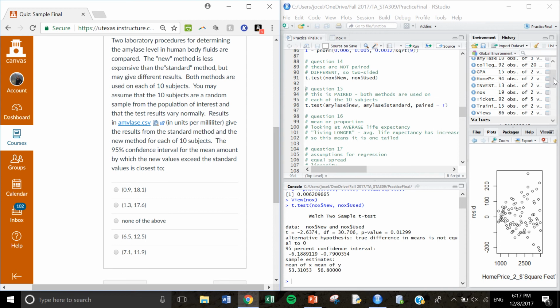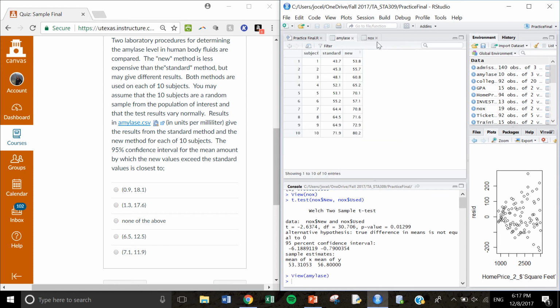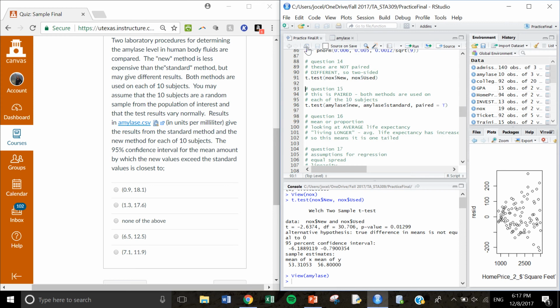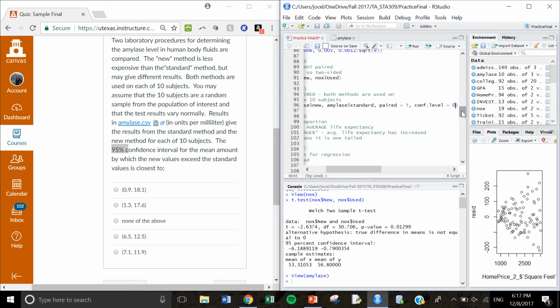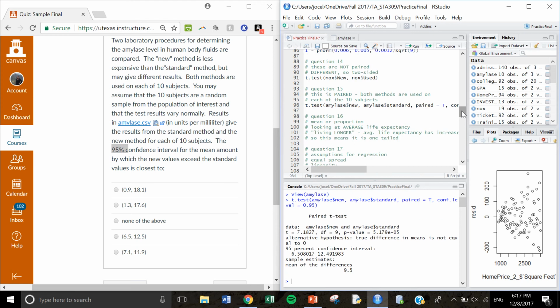So we can go look at the amylase file. And another hint that this is paired is that for subject 1, we have two values. Subject 2, we have two values. This is another hint that this is a paired test. So we're just going to use our t-test function because it gave us the values super easy. And this is a confidence interval. So it's also 95%, which t-test defaults to. So you don't have to add anything into the t-test function. If it were different, you would have to do conf.level equals whatever your confidence level was. Since this was 0.95, we're good. We don't have to put that in there.